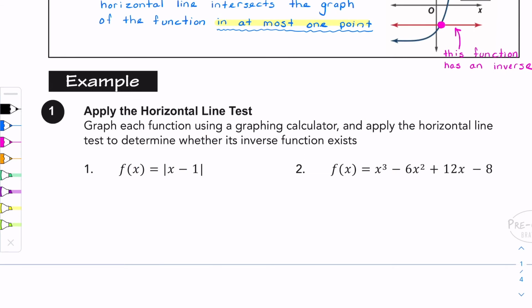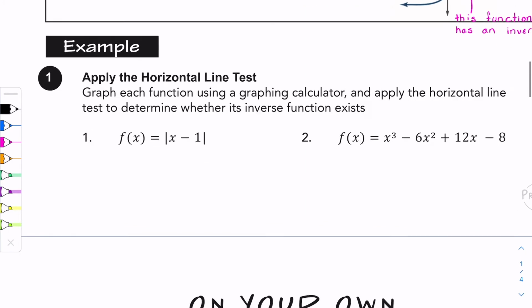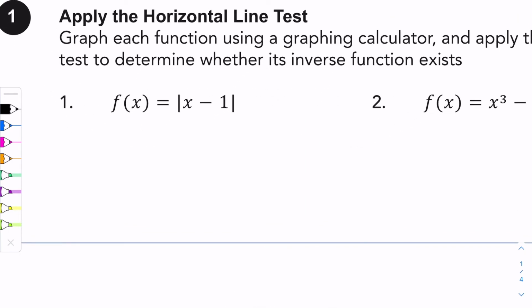For this first example set, the directions do say to graph the function using a graphing calculator, which we are not doing this year. So I'm just going to sketch what the graph would look like. Don't worry, if you have any problems on homework or a quiz, you will be given the graph. You will not have to actually determine what the graph is. Anyways, number 1 is the graph of f of x is equal to the absolute value of x minus 1. So the graph of this function would look like this.